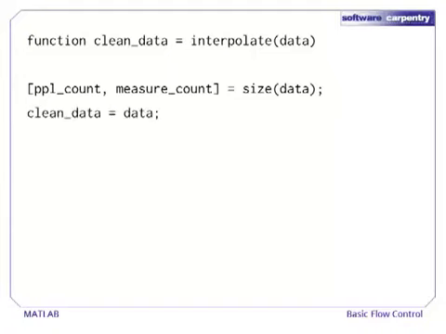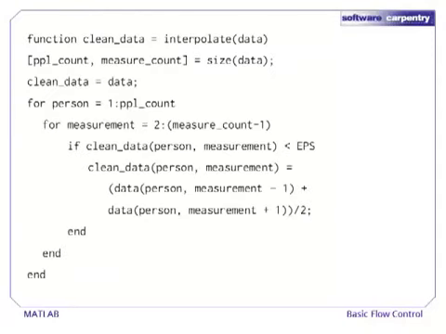We also make a copy of our data and call it clean data. Since this variable has the same name as our return variable, it will be automatically returned at the end of the function. Next, we loop through each person. For each person, we loop through each measurement except the first and last. Those need special treatment with linear interpolation, and we leave them to an exercise. Now, for each matrix element, which we index by the variables person and measurement, we check for a very small value.